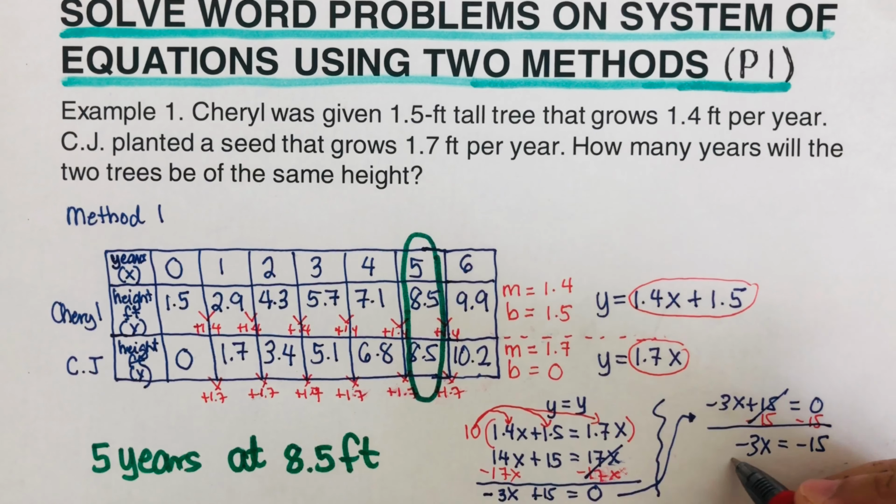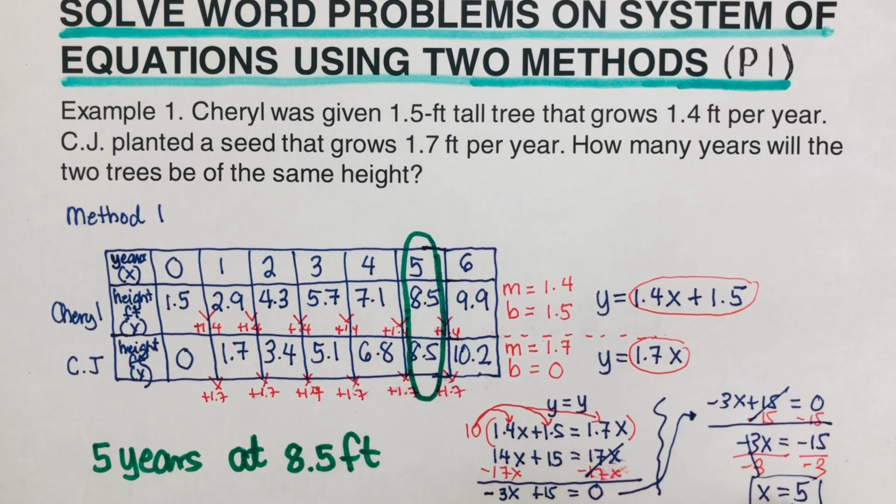Then we divide both sides by negative 3. So then we are left with x is equal to positive 5. So this is the year. It takes 5 years for the two plants to be the same height.